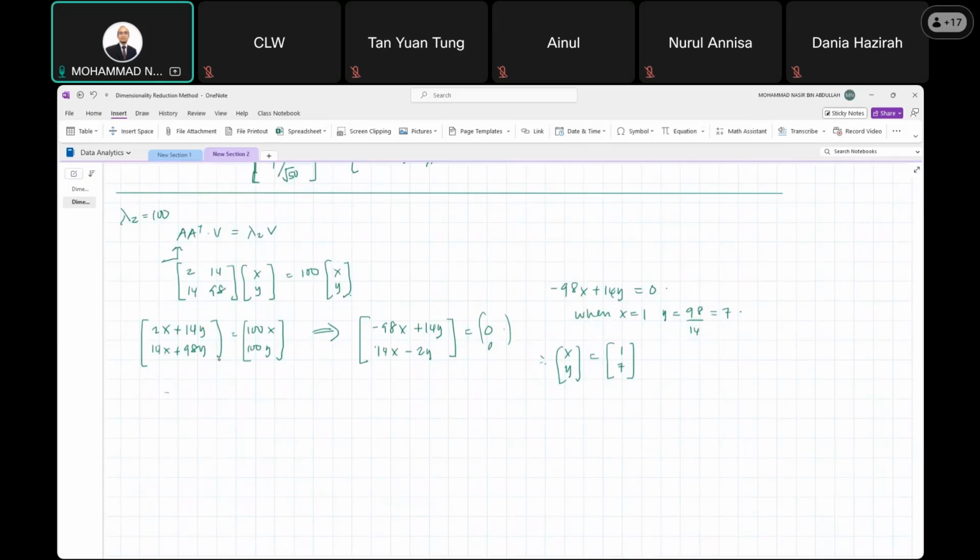We need to find the distance of the eigenvector. So x squared plus y squared, and take the square root. This one should be square root of, again, the same thing, 50, right? So the second eigenvector is equal to 1 over square root of 50, 7 over square root of 50. So this one should be 0.14 and 0.99. So we already have two eigenvectors.